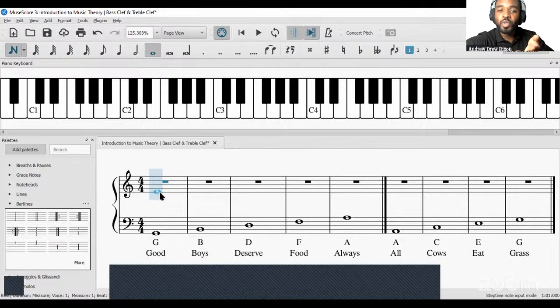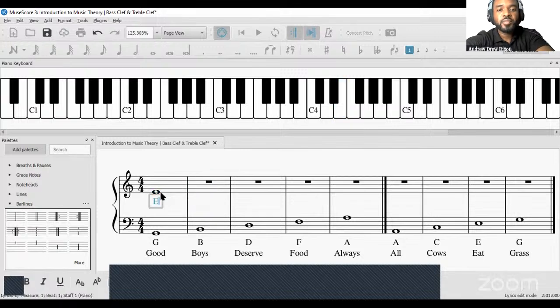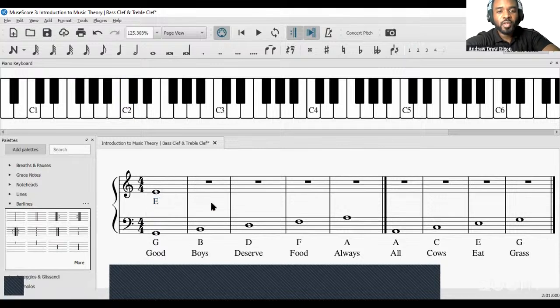Now, as I said before, usually notes on the bass clef will be played by the left hand. Notes on the treble clef will usually be played by the right hand. Now, let's name the lines of the treble clef. The first line is E. Okay. The next line is, who can tell me what's the next line? No, it's not N.